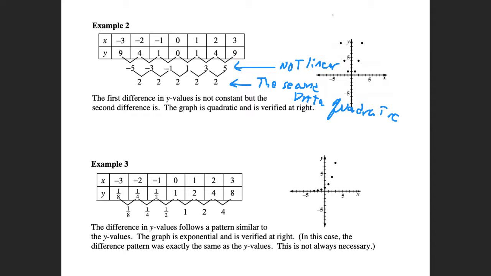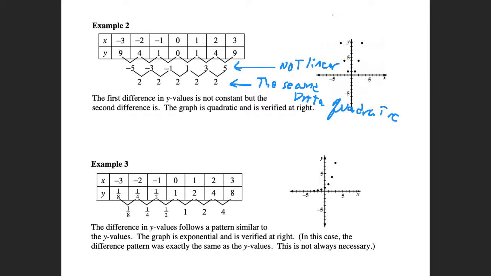So problem number 1 on the assessment this week gives you 4 sets of data, and it asks you to use the first and second difference to figure out if it's linear or quadratic. Now, if the first or second differences are not the same, then what you're thinking is, oh, it could be exponential.